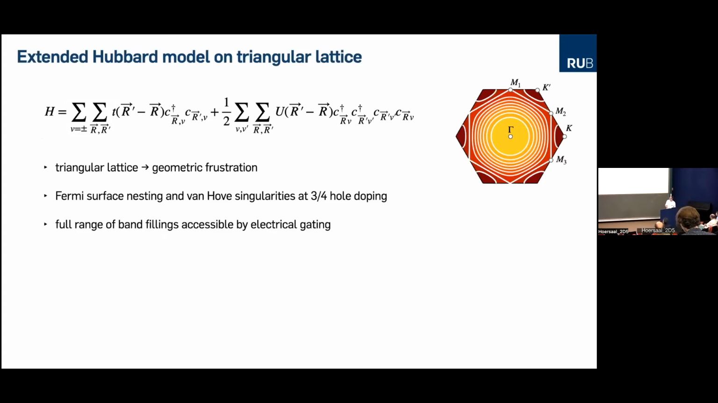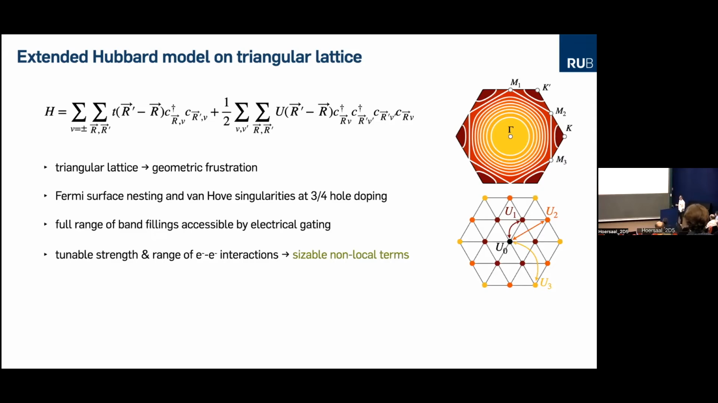So let me summarize very briefly how I constructed this model, and then I really go to the strongly correlated part. What we have here is an extended Hubbard model on the triangular lattice with t1, t2, t3 hoppings. And then we will also get, if we play this game further, which I indicated before, interaction parameters. Let's first focus on this tight binding part. It's defined on a triangular superlattice, so it features geometric frustration. If you look at the Fermi levels here, we get Fermi surface nesting even at a van Hove singularity. It's actually at 3/4 hole doping. So we have to hole dope the system because we're located with the charge neutral Fermi surface at the top of the valence band. But because the band is so narrow, you can access the full range of band fillings by electrical gating. So just as you would have assumed for twisted bilayer graphene.